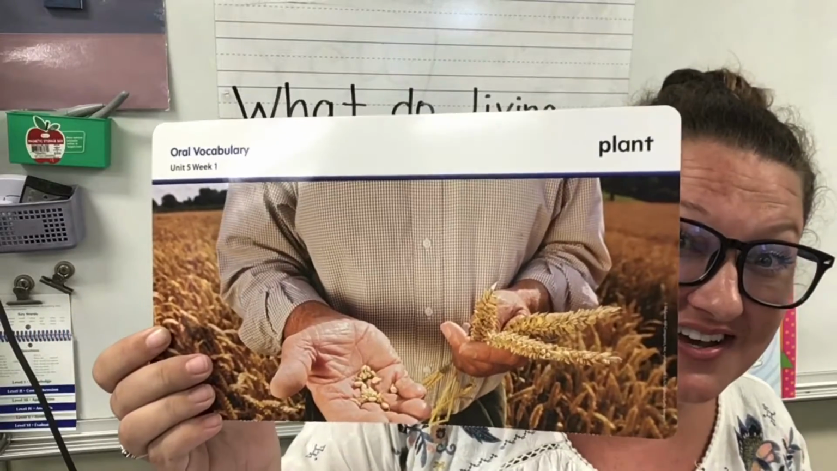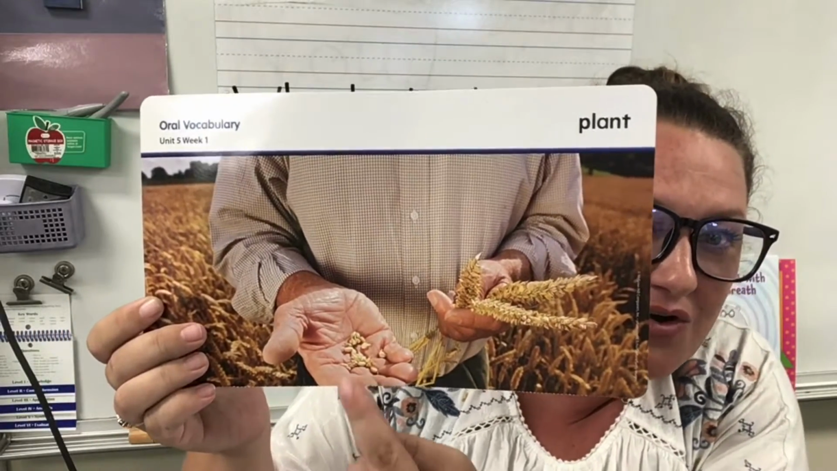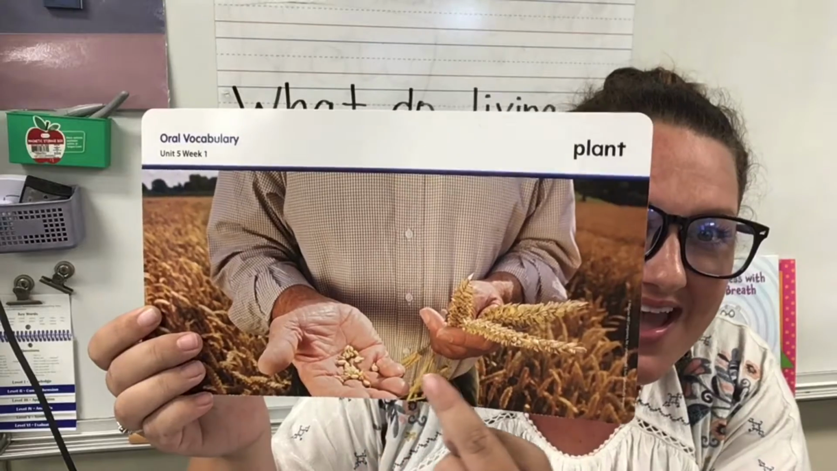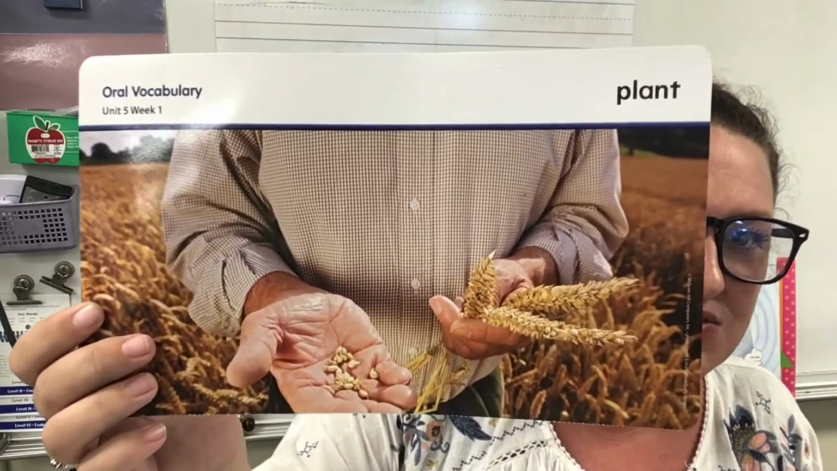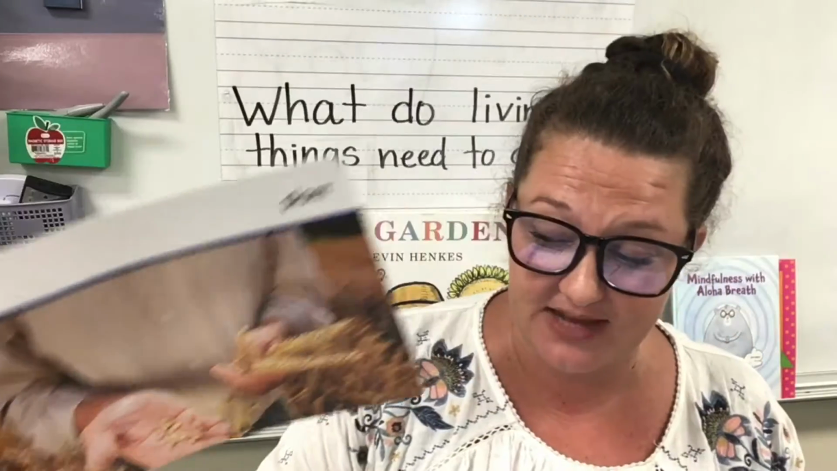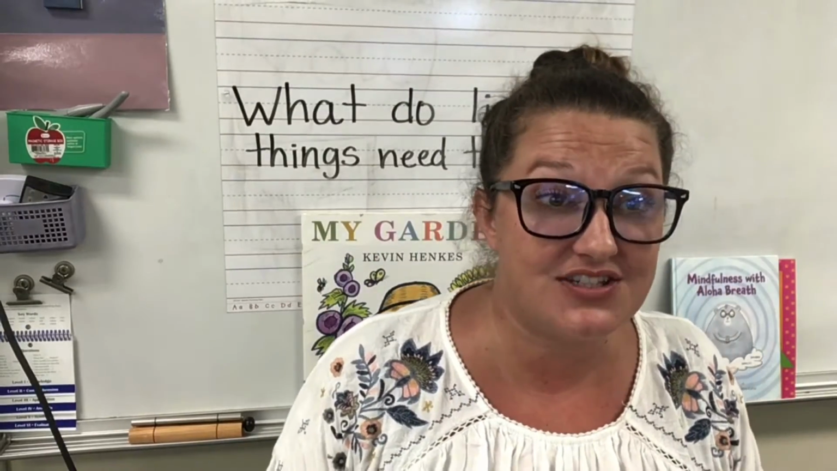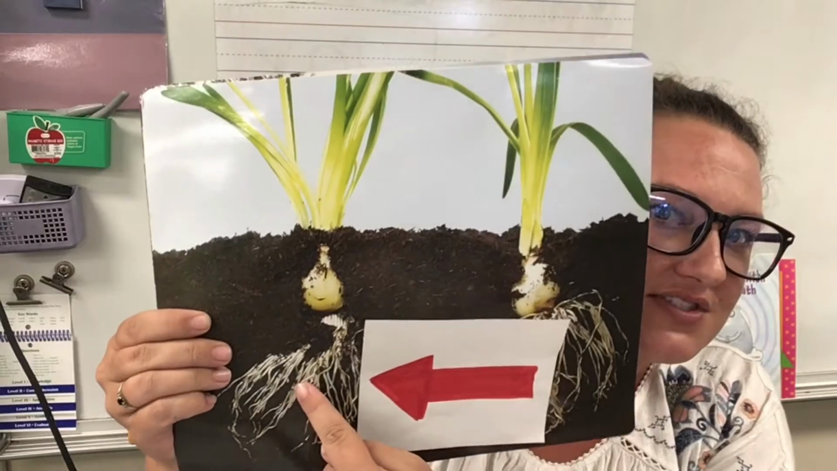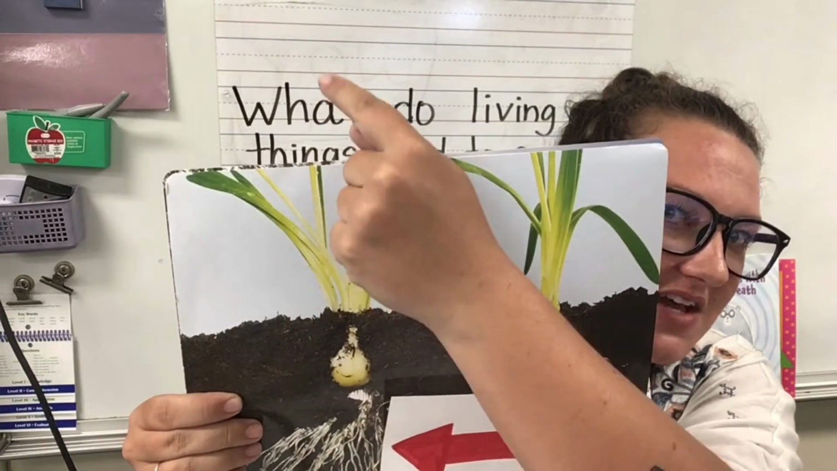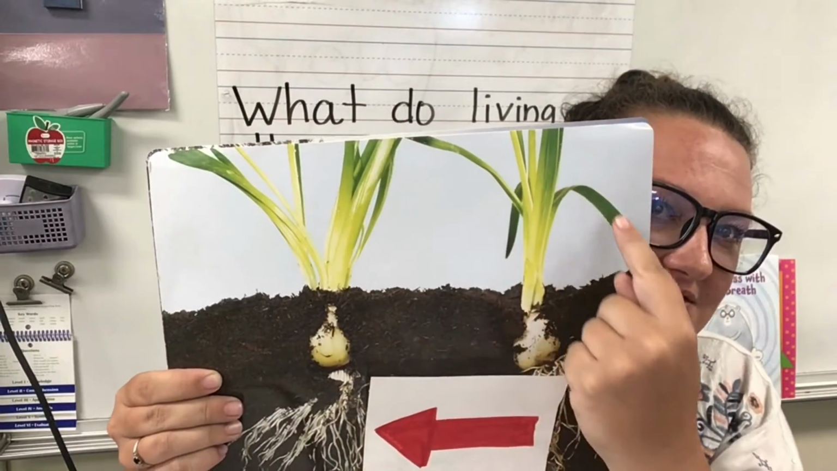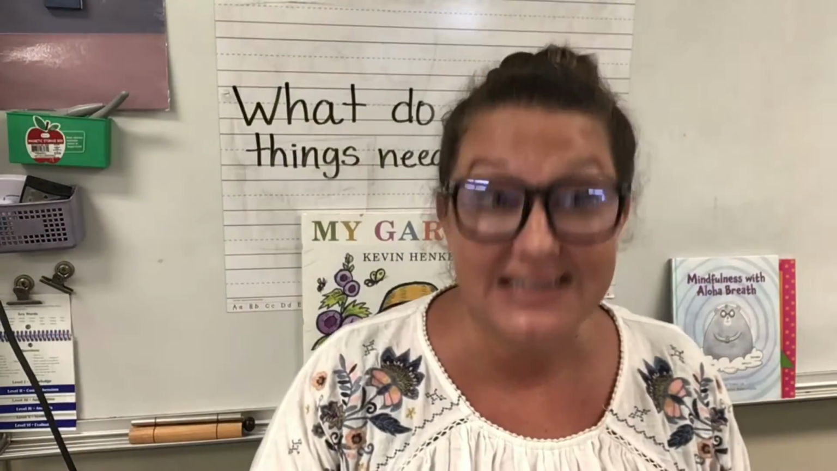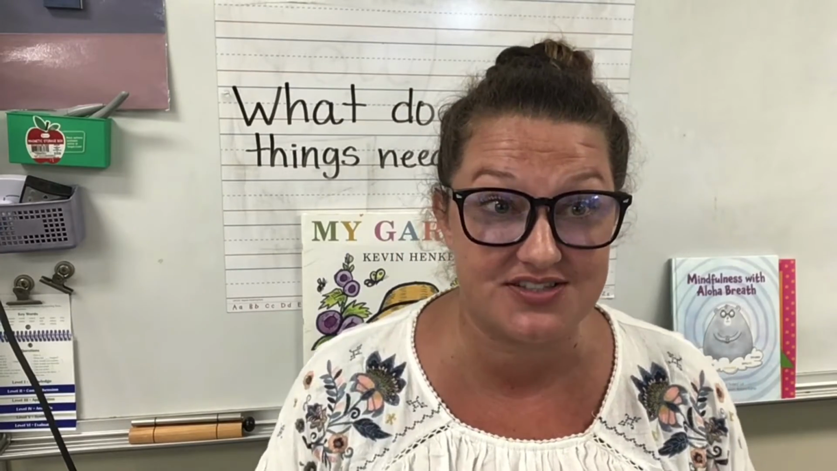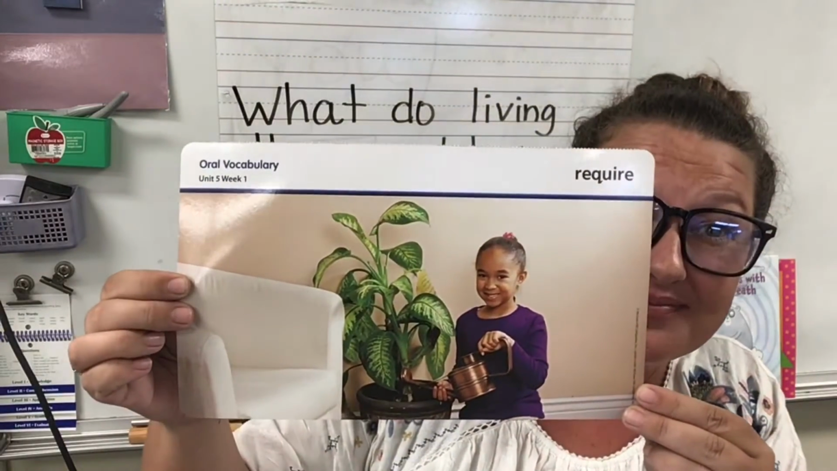Remember this picture? We talked about how plants can grow from a tiny seed way into a big grown plant. This is wheat. There's a lot of different types of plants, but plants usually have roots, a stem that comes out of the ground, leaves, and usually they grow in the ground too. Plant.